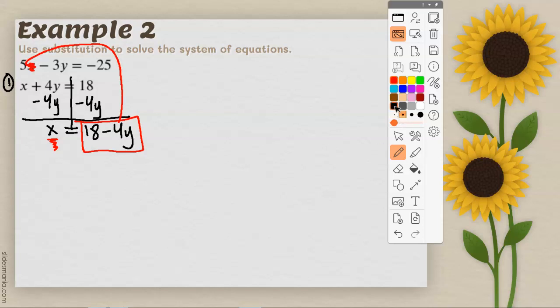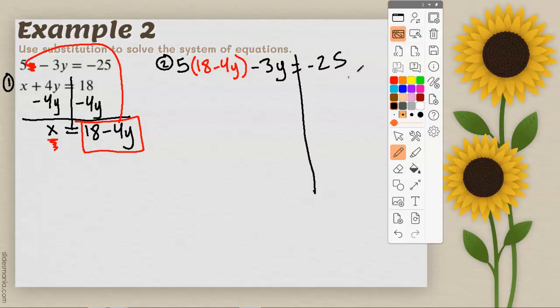So now, my next step, step 2, I'm going to write the 5 where I scribbled the x out. I'm going to write 18 minus 4y minus 3y equals negative 25. From here, the process is just like we're used to.